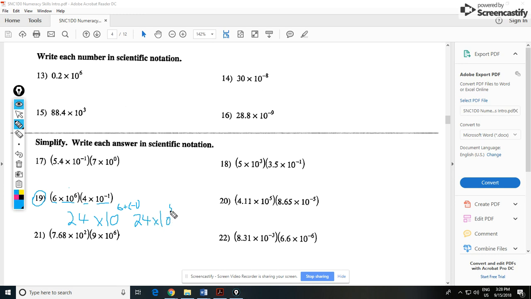But this is not done yet because you need 1 digit before the decimal place, not 2 digits. So you need to move this over 1, and you get 2.4 times 10. And when you move that over 1 to the left, you add 1 to your exponent here, times 10 to the power of 6. And so you're basically just completing these operations for multiplication, and you might see some divisions as well. So make sure you take a look at the video for scientific notation so that you can do these problems here.